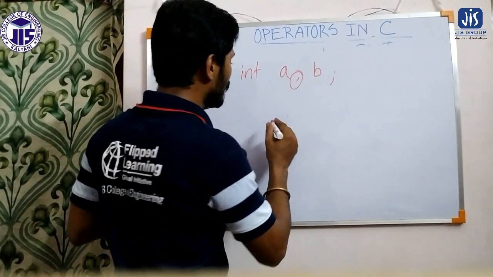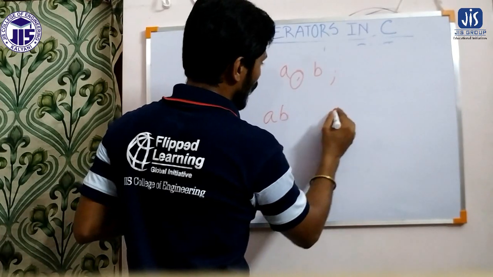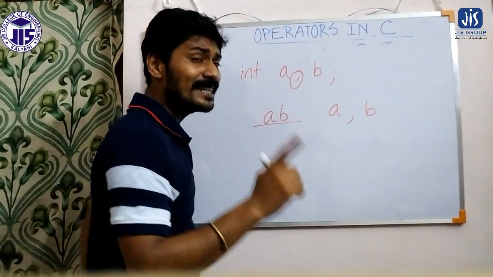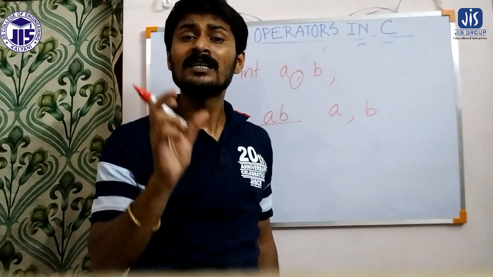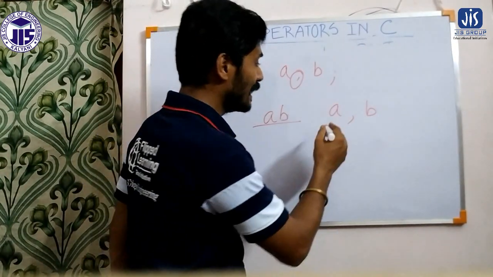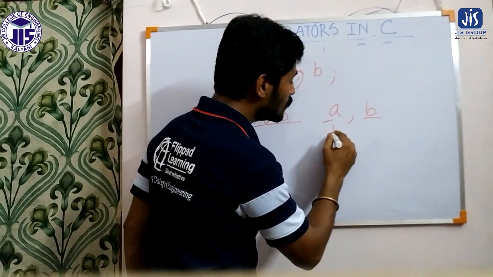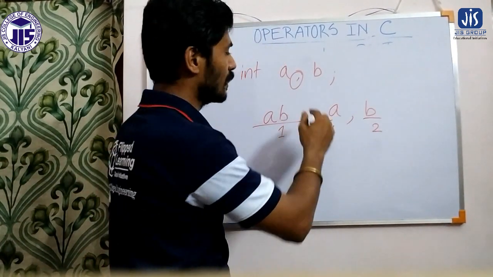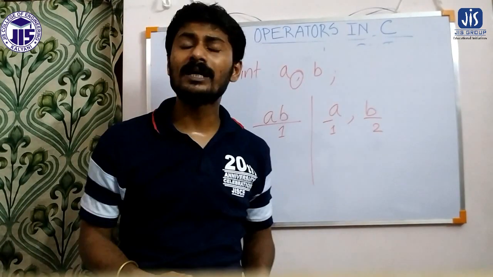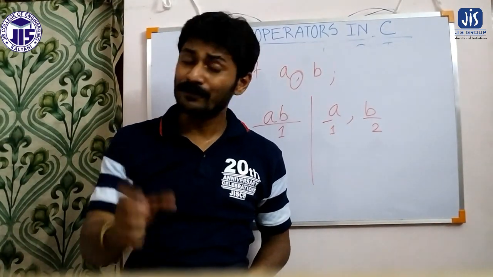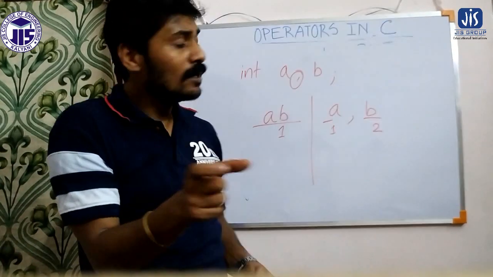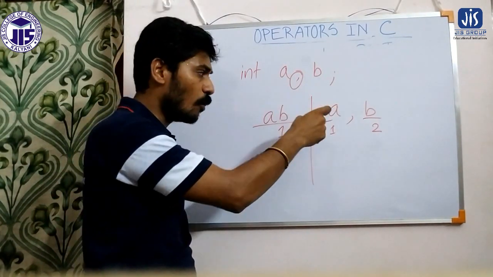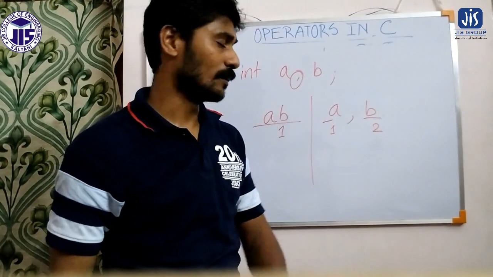If I write AB and A comma B, the difference is that AB will be treated as a single variable, one variable. And here A and B, this is variable number 1, this is variable number 2. So two separate variables are there. So using comma we can separate two variables. If comma is not there in between these two variable names, then it will be treated as a single variable. So that's why comma is also called an operator.